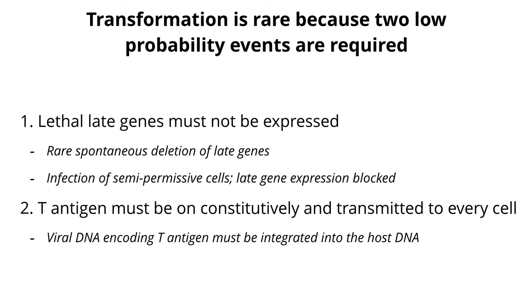First of all, the late genes have to be turned off. Now, the late genes encode the structural proteins, and if you produce those, the cell is going to die. So remember, early on, we said one of the requirements for transformation was to turn off the lytic potential of the virus, and we do so by avoiding the late genes. So there can be a spontaneous deletion of late genes, so the viral genome comes in, it's just deleted spontaneously, just like you get deletions in any other genes.